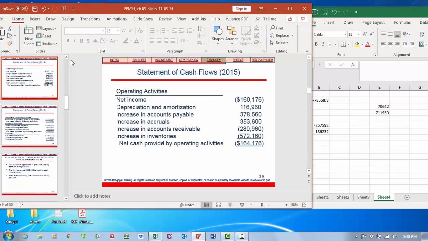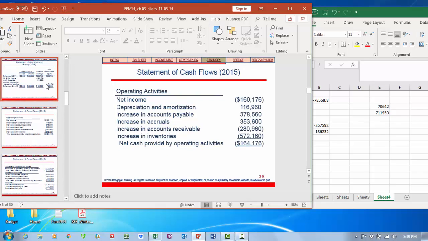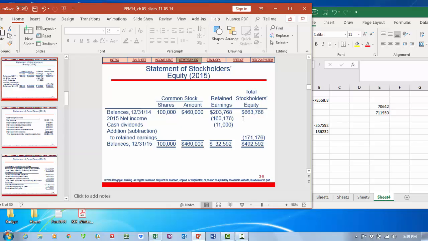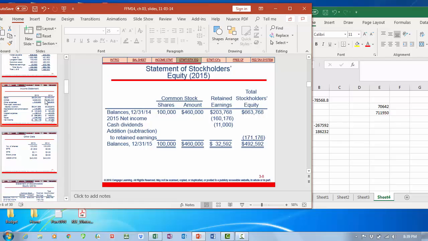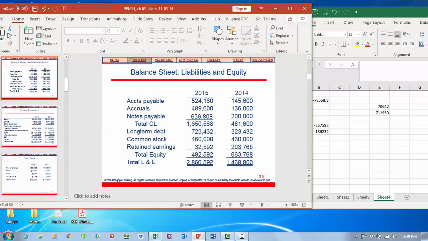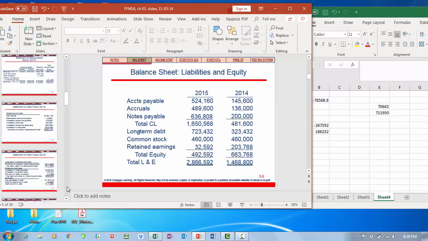And let me show you where we're getting these numbers from. You can also look here. This is the number, 492,592, and 663,768. This is the total shareholders' equity, but you can also look at the balance sheet, and this is the shareholder equity. So total equity is 492,592 and 663,768. So either way, wherever you want to get that data, you can get this. This is the figure I'm referring to. You can get it from any of those prior statements that we calculated.